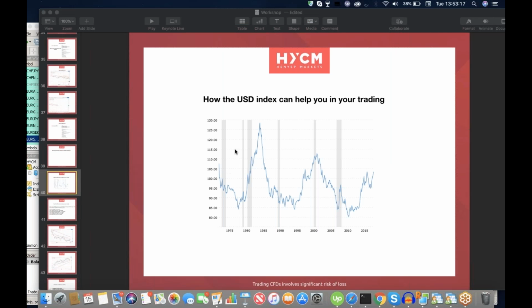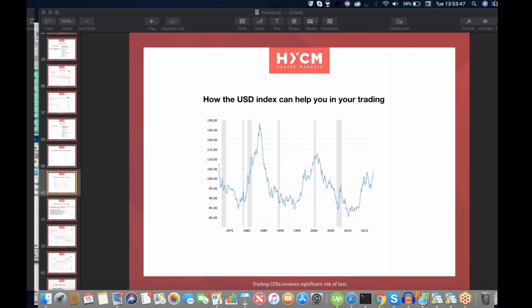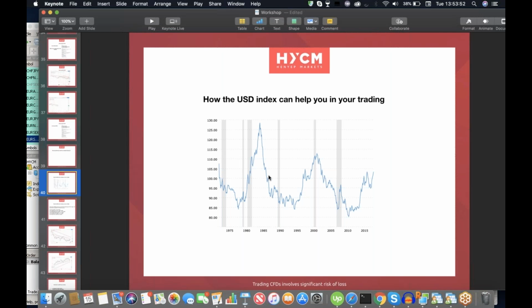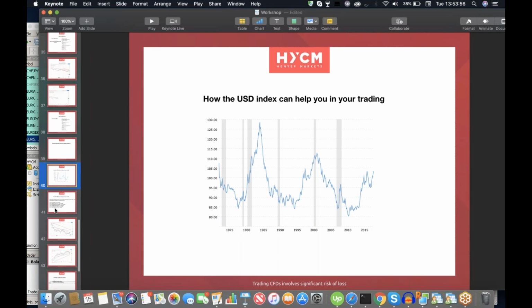Now, this is a picture of the US dollar index. It started in March 1973 at a value of 100, and in February 1985 it hit just under the 130 level, and then in March 2010 it hit a sort of 80 level. And at the moment the US dollar index is 95.78. That's where it is at the moment. So how can this dollar index help you in your trading?